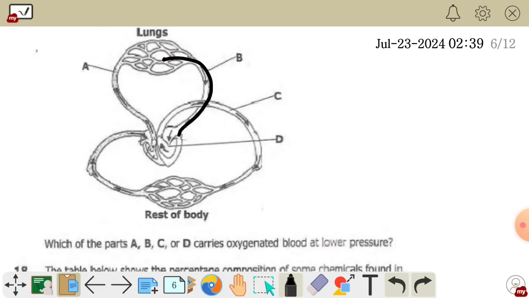The one which carries blood at lower pressure is the vessel which comes from the lungs. From the lungs we don't have a pump, so the blood will come to the left atrium at a very low pressure. Why? Because in the lungs we don't have a pump. The one which pumps blood is the heart. So the correct answer there is B, which is the pulmonary vein. This is a vein bringing blood to the heart. So the correct answer here is B.